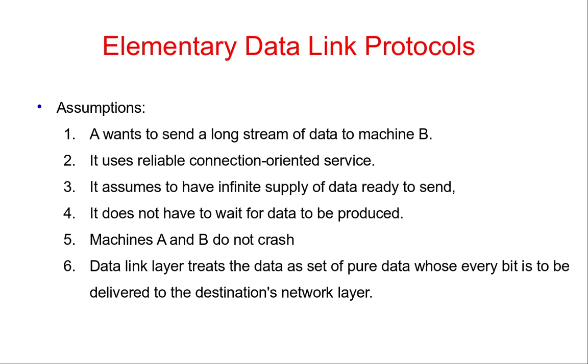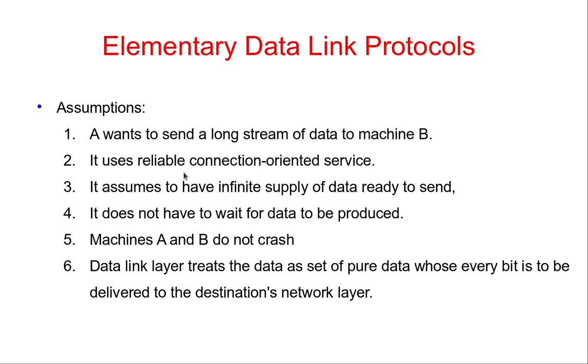With that as prologue, let us go on to understand the elementary data link protocols. Here we'll assume some things. A and B are the two machines which want to communicate. A is the sender and B is the receiver. A wants to send a long stream of data to machine B. A has got sufficient data to transmit, and that has to be transmitted to machine B.